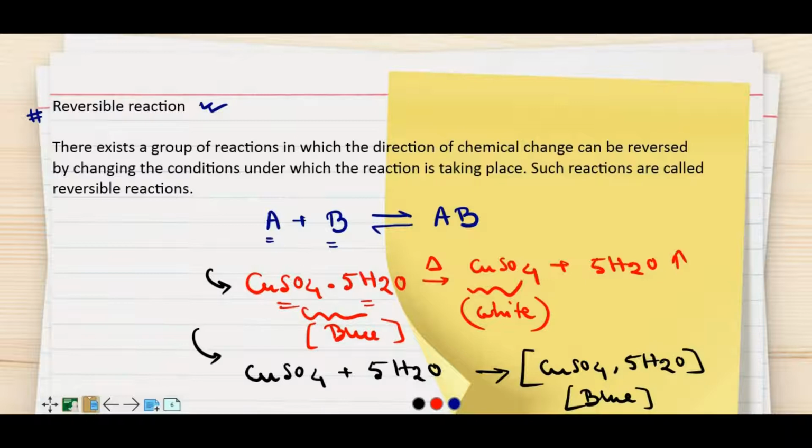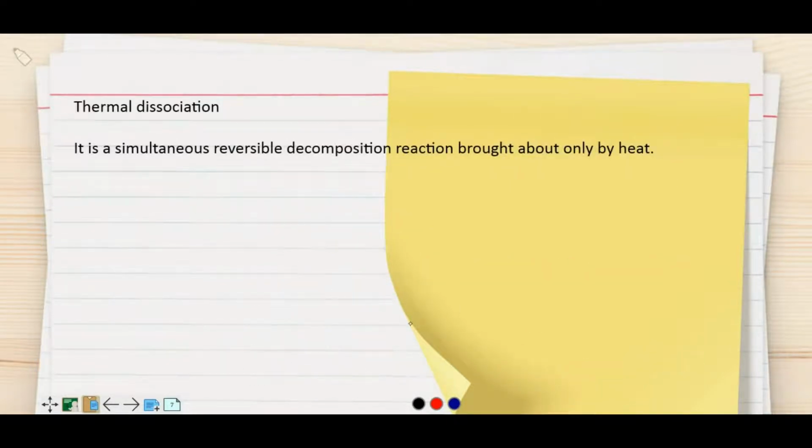That means if we are able to form two different substances from the original one, then the two different substances can also recombine to produce the initial compound. Such reactions are very rare, but they can be observed. So thermal dissociation is a very important reaction. First of all, this is a reversible reaction, where heat is involved.